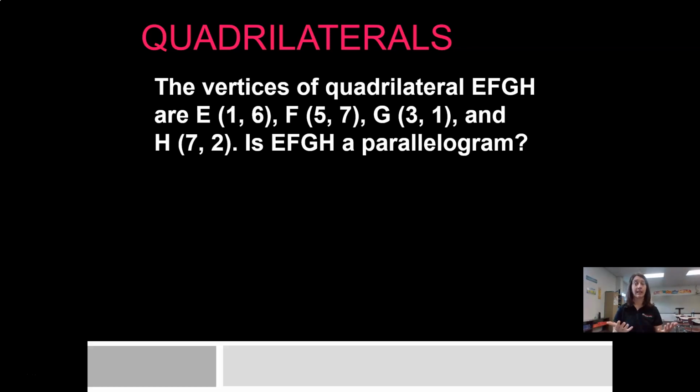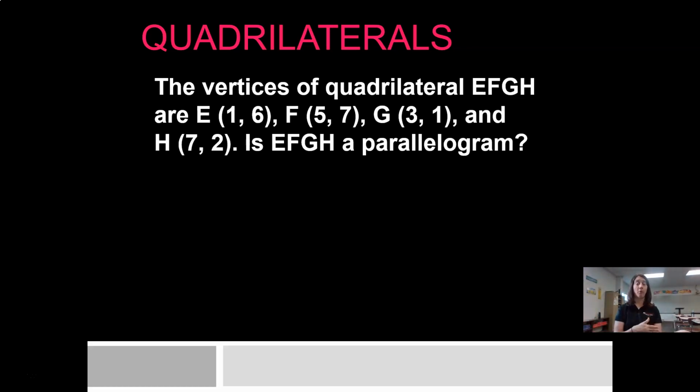And I haven't said yet because I'm assuming we know, but just to remind ourselves, a quadrilateral is something that has 4 different sides. So the vertices of quadrilateral EFGH are: point E is located at (1, 6). Point F is located at (5, 7). Point G is located at (3, 1). And point H is located at (7, 2). Our job is to determine, is this quadrilateral also an example of a parallelogram?